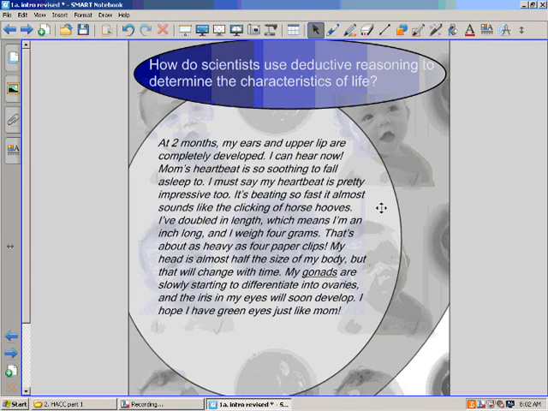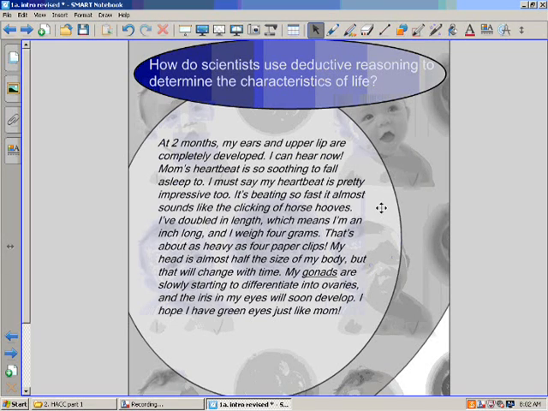At 2 months, my ears and upper lip are completely developed. I can hear now. Mom's heartbeat is so soothing to fall asleep to. I must say that my heartbeat is pretty impressive too. It's beating so fast it almost sounds like the clicking of horses' hooves. I've doubled in length, which means I'm an inch long, and weigh 4 grams. That's about as heavy as 4 paper clips. My head is almost half the size of my body, but that will change with time. My gonads are slowly starting to differentiate into ovaries, and the iris of my eyes will soon develop. I hope I have green eyes, just like my mom.